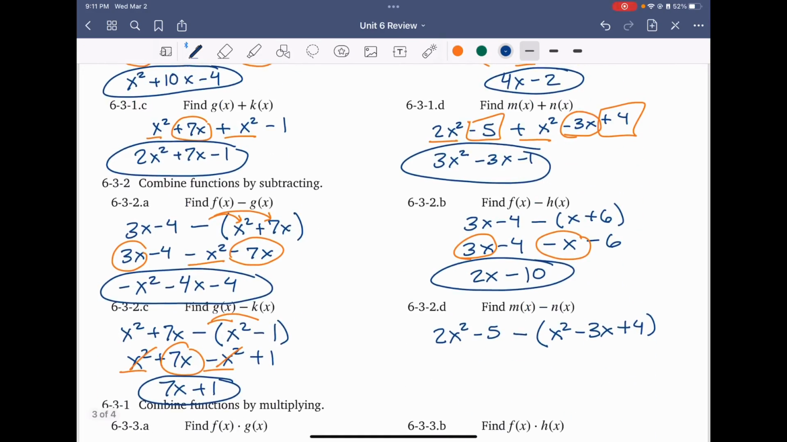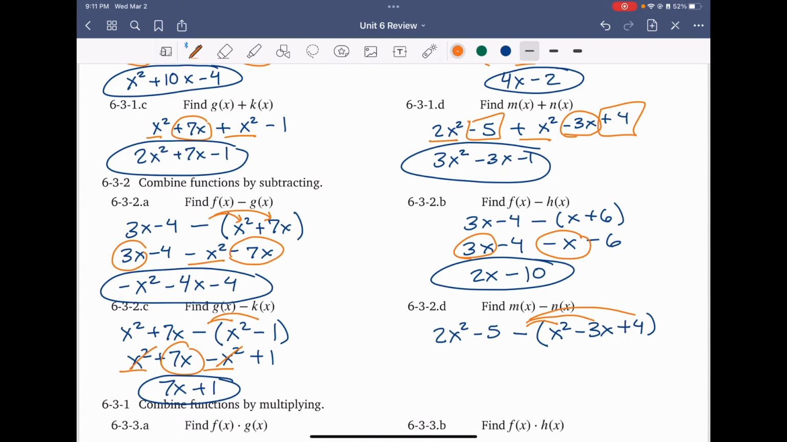So again, remember that negative is going to apply to everything in the parentheses. It's going to flip everything opposite. So the first term will end up being negative x squared. The 3x will become positive 3x. And the 4 will become negative 4.